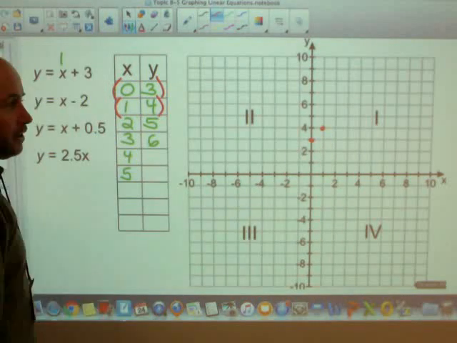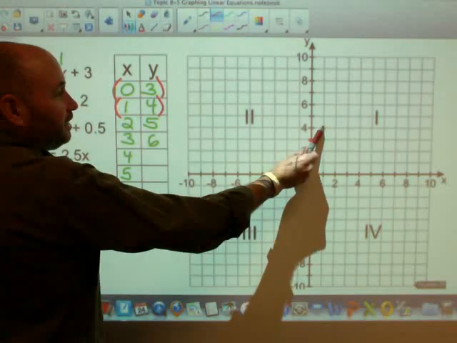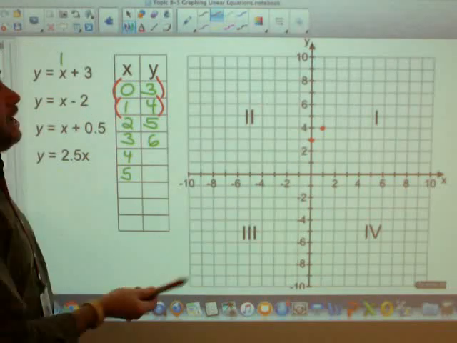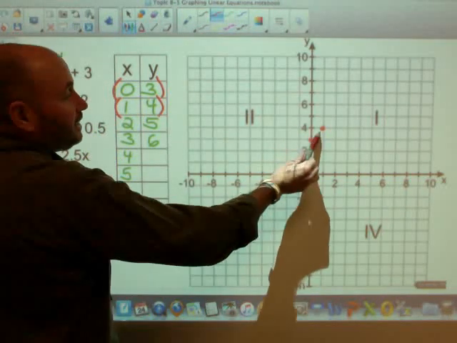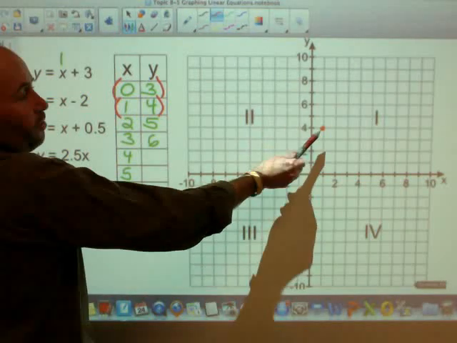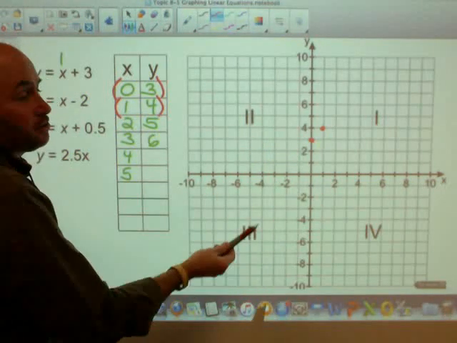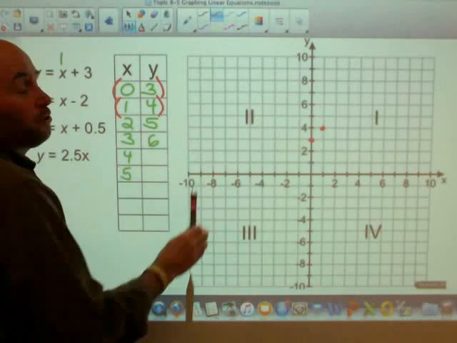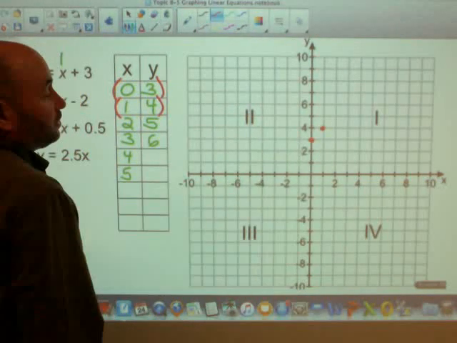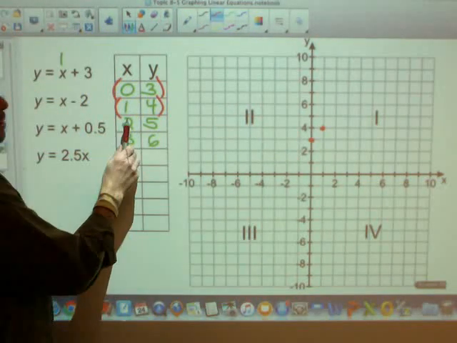Now at this point, you begin to see that you are creating a line here. That's what we mean by a linear equation. Now, any 2 points are going to make a line, so we have to have at least 3 points in order to decide if this is actually linear. I always tell the kids it's better to go with 4.